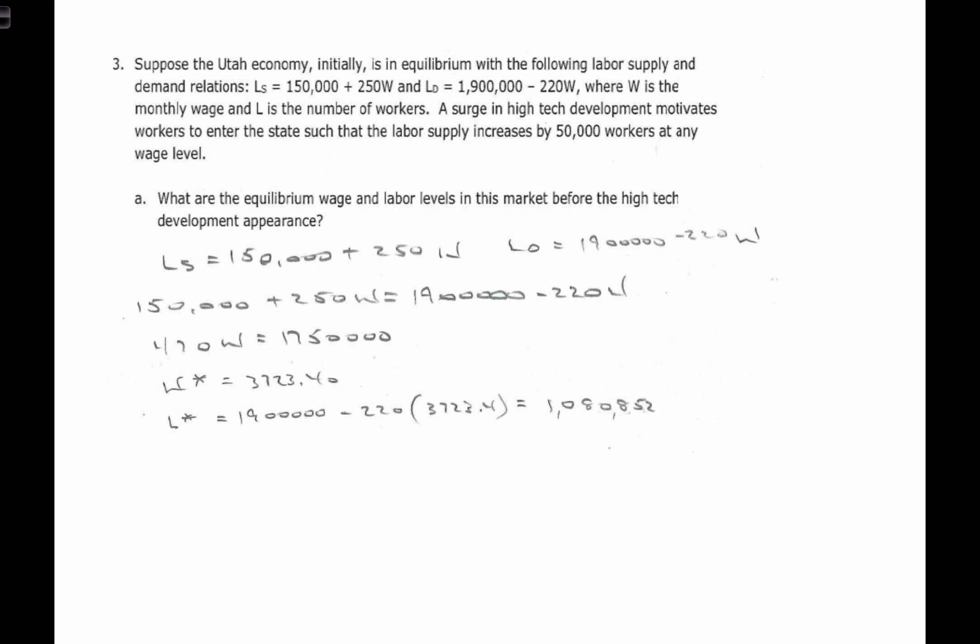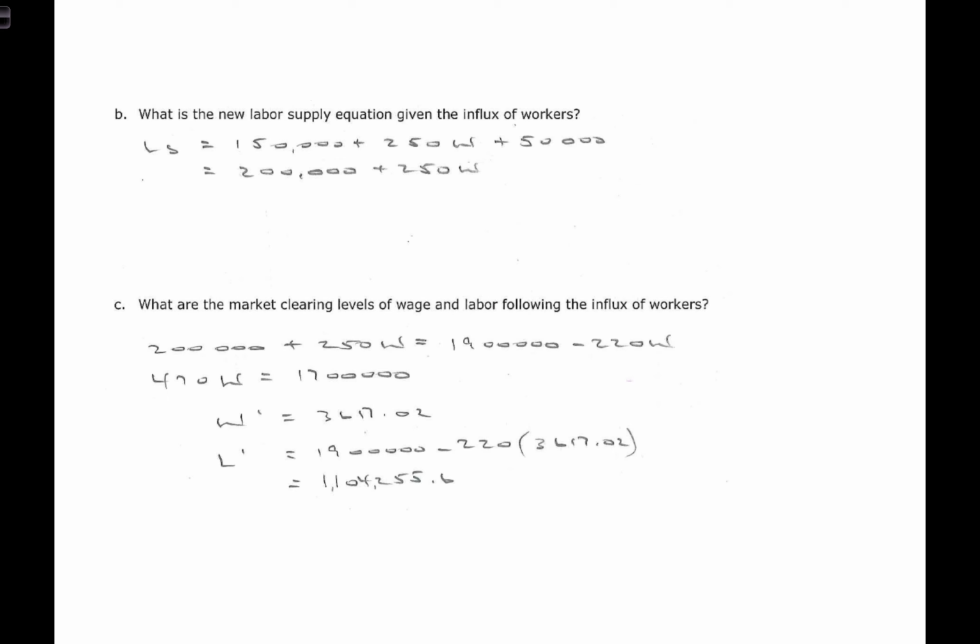But now 50,000 workers enter the state. So how do we change the labor supply equation? Labor demand, by the way, doesn't change. Nothing tells us labor demand has changed for this environment. We just know there are more workers, and more workers is supply. So literally, we simply add a number of workers. If we had 150,000 plus 250 W, we're simply adding 50,000, such that we end up with a new labor supply equation of 200,000 plus 250 W.